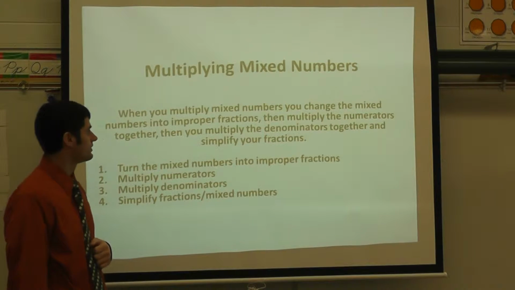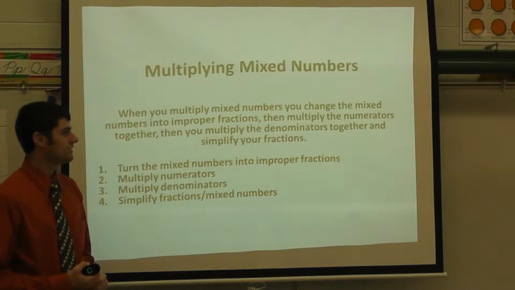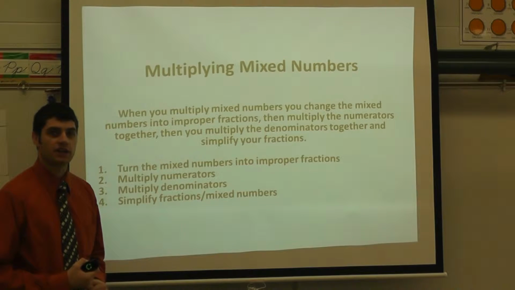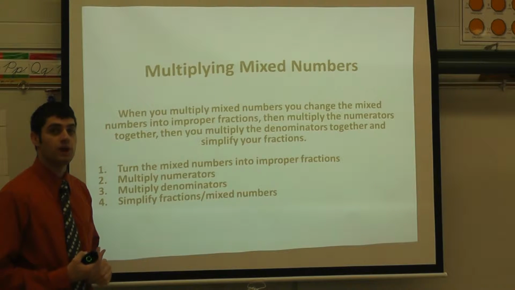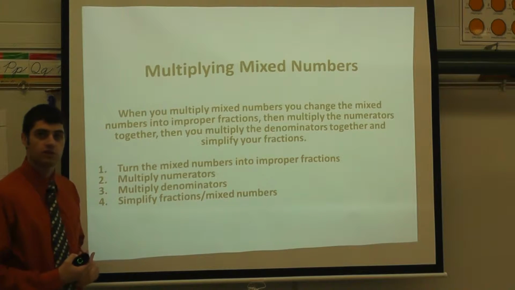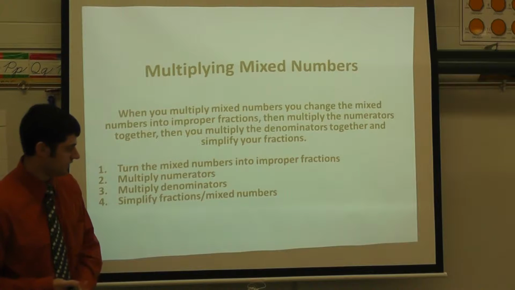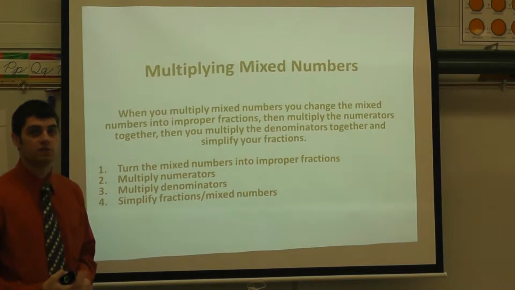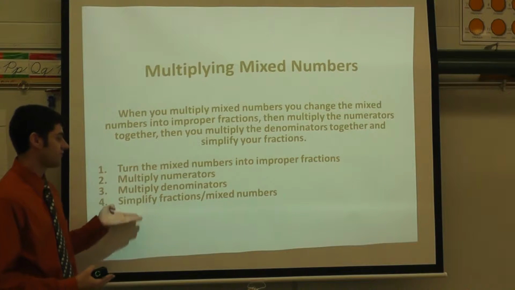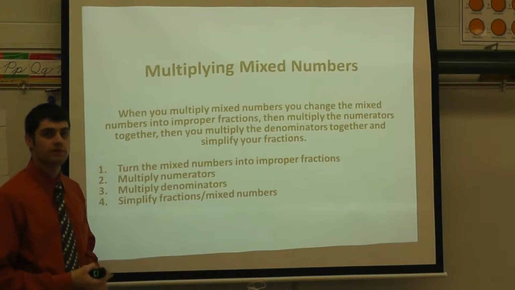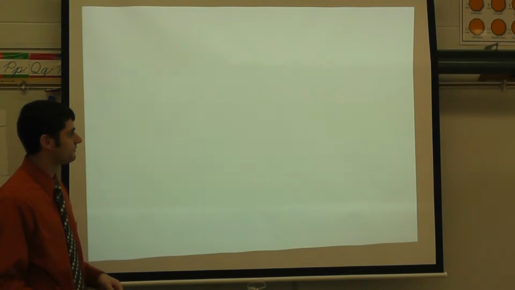When we multiply our mixed numbers, you change the mixed numbers into improper fractions, then multiply the numerators together, multiply the denominators together, and simplify your fractions or mixed numbers. It's very similar to yesterday when we talked about how to multiply fractions. Here's our 4 steps. Turn your mixed numbers into improper fractions, multiply the numerators, multiply the denominators, and then simplify our fractions or mixed numbers in our final form. So, just like yesterday with the 3 steps, the last 3 are still the same. We've now just added one extra step in the front, which is turning those mixed numbers into the improper fractions. Let's look at some example problems.